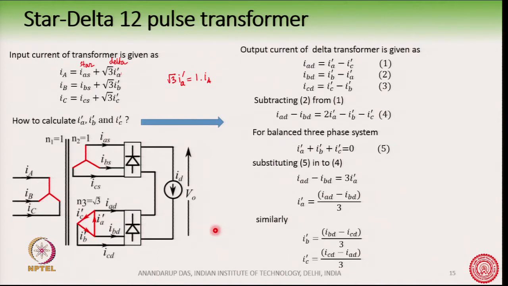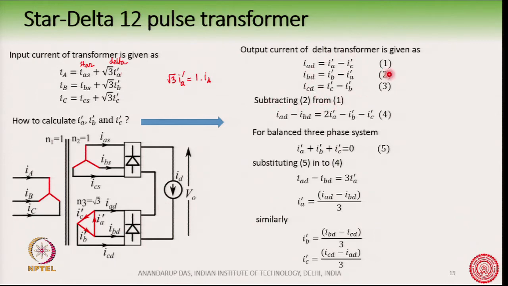Now, for the output current of the delta transformer IAD, we can write the KCL at this junction. IAD is nothing but IA dash minus IC dash. In a similar way, we can write IBD as IB dash minus IA dash, and ICD likewise, writing the KCL at these 3 nodes. So, these are the 3 equations here.